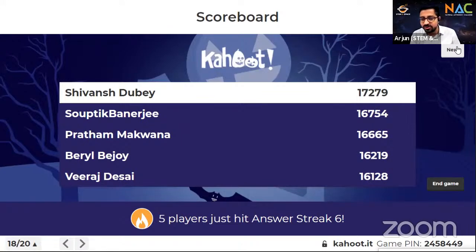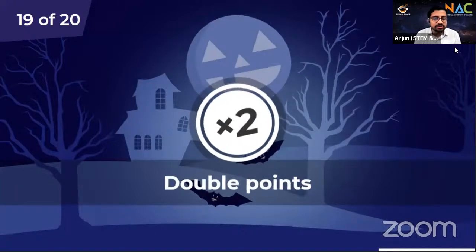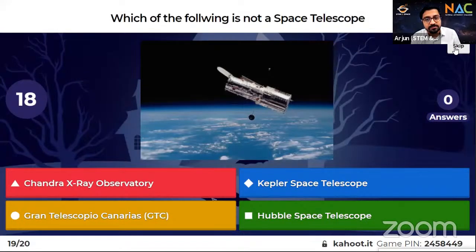In the scoreboard, the top five have maintained their position, and five players just hit the answer streak of six. Great job, students. With this, let's get to the 19th question, the second last question of the quiz, worth double points. Which of the following is not a space telescope? Which of the following is not a telescope which is currently in space?